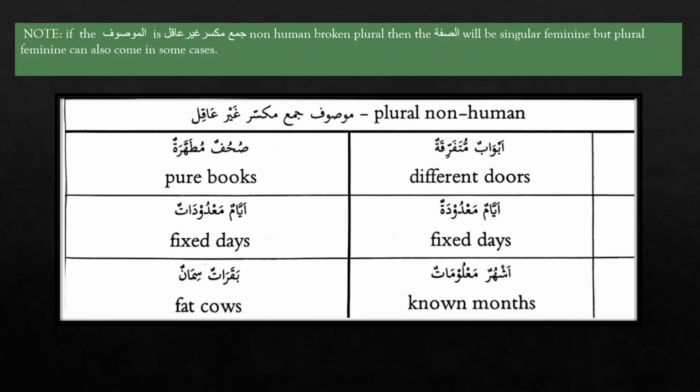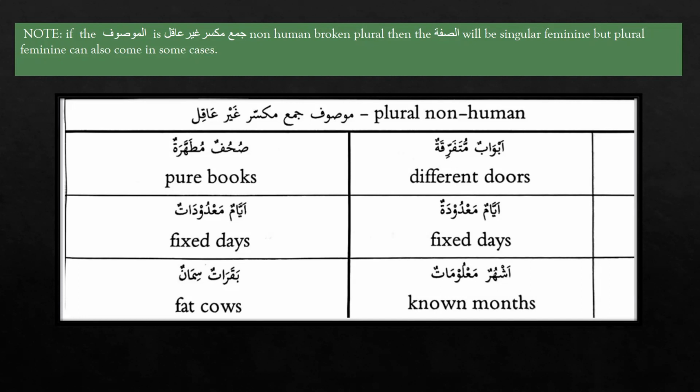But as you know, there are always exceptions in Arabic grammar. Sometimes plural feminines can also come in some cases, because we know that there are rules, and mostly the rules have some exceptions. They always have exceptions. So here the exception is that a plural feminine can come with Jama Mukassar Ghair Aqil. And inshallah, we are going to learn why we use plural feminine in Jama Mukassar Ghair Aqil words. That we are going to study in our advanced grammar, inshallah.